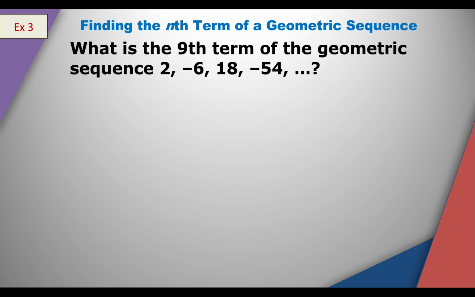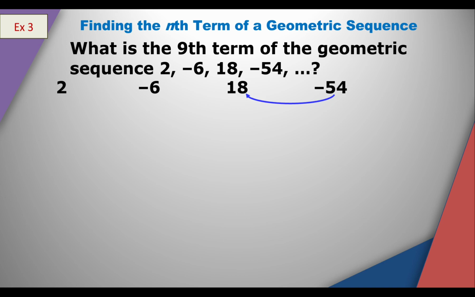Example number 3. What is the ninth term of the geometric sequence 2, negative 6, 18, negative 54? We are given a list. So how are we going to do that? Again, there is no common ratio given, thus you have to establish the common ratio. How do we solve for the common ratio again? Recalling, from the right going to the left, you're going to divide the terms.